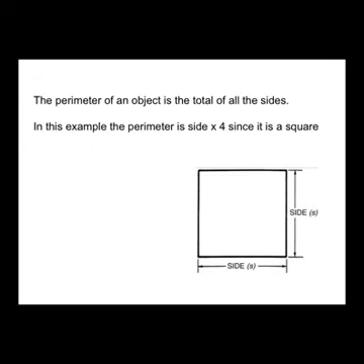So in this example, the perimeter of an object is the total of all sides. Perimeter is side 1 times 4 since it's a square. A rectangle and a circle have different perimeters. It's the measurement around the area.